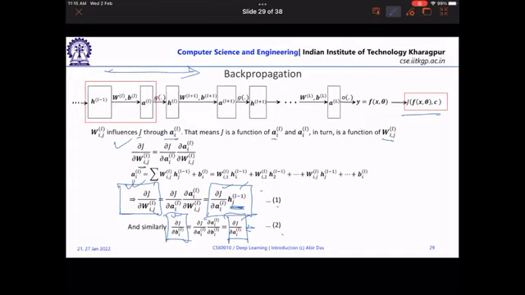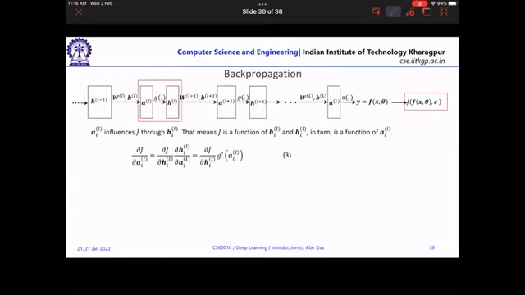When we want to find del J, del AIL, what is AIL influencing immediately? Then, is that influencing J? So we know this from the forward pass. We need del J, del AIL. Very similar motivation: AIL influences J through HIL.